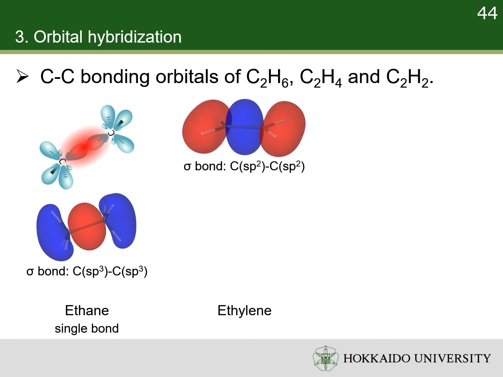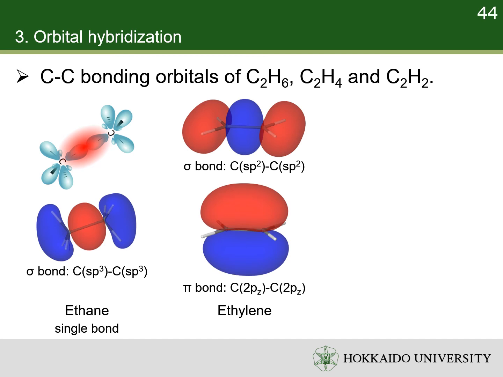In ethylene, there is a sigma bond by the overlap of the 2 sp2 hybridized orbitals. There is also a pi bond by the overlap of 2 2pz orbitals. Thus, this carbon-carbon bonding is a double bond. Since the sp2 hybridized orbitals are in a plane, and the two 2pz orbitals are parallel to each other, all the atoms in ethylene are in the same plane.